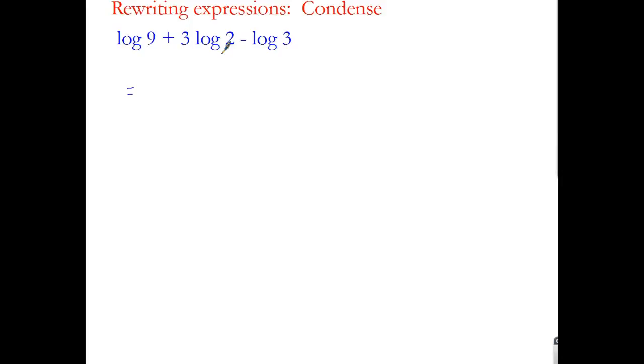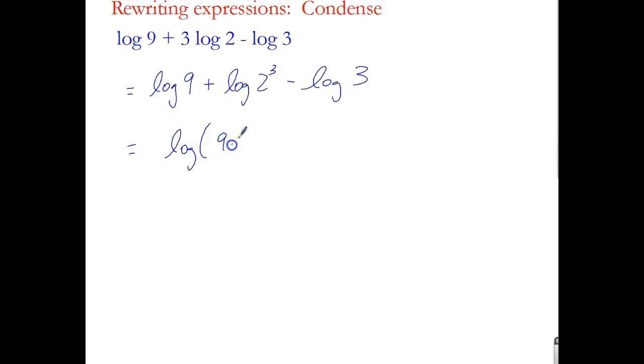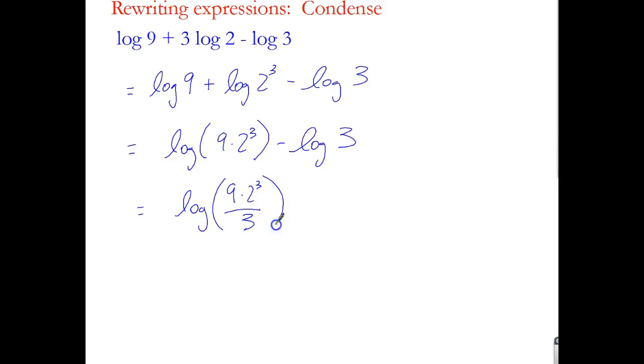Okay, so the first thing I'm going to do is combine these two, right? So this is really 9, or let's say this is 2 cubed, right? Because the 3 is going to jump back up onto there, so we'll do this. We can say log 9 plus log 2 cubed minus log 3. Okay, and then I'm going to add these, so we can say this is log 9 times 2 cubed, right, minus log 3, and then we can go from here and we can say log 9 times 2 cubed all over 3.